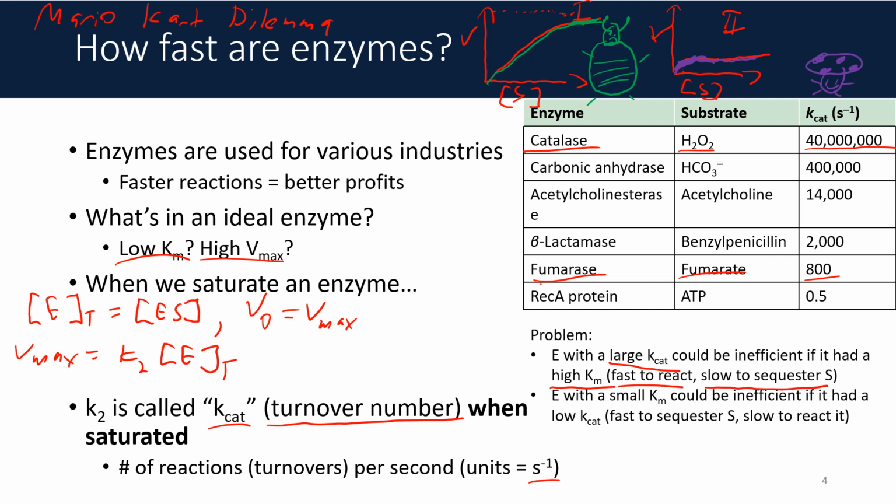And on the flip side, an enzyme could have a very small Km and sequester substrate efficiently, but it could be catalytically inefficient and have a very pathetic kcat. So it can bind that substrate well, but it can't react it well. So what is the solution here? How do we figure out if Bowser or Toad is a better Mario Kart character?